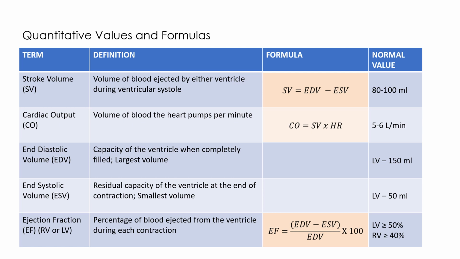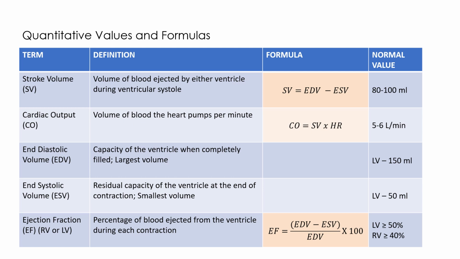The next one is cardiac output. This is the volume of blood that the heart pumps per minute. Cardiac output is the stroke volume times the heart rate. And normal volumes for that are about 5 to 6 liters per minute. The next one is end diastolic volume. That's the capacity of the ventricle when it's completely filled at its largest volume. Normal volume is about 150 milliliters. End systolic volume is the residual capacity of the ventricle at the end of contraction. This will be the smallest volume, and that's about 50 milliliters.